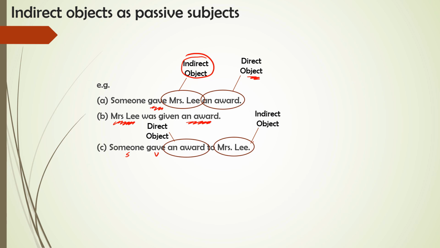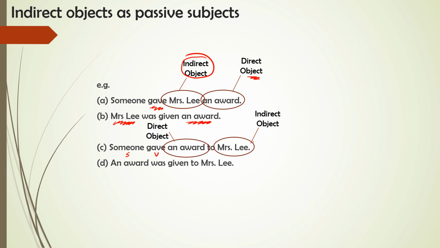Have a look at the sentence. Someone gave an award to Mrs. Lee. Have a look at the subject. The subject is performing an action, that is giving an award to Mrs. Lee. So this sentence is an active sentence. There are two objects of the sentence, so we can change it into passive. If we want to change this sentence into passive, have a look at the two objects.